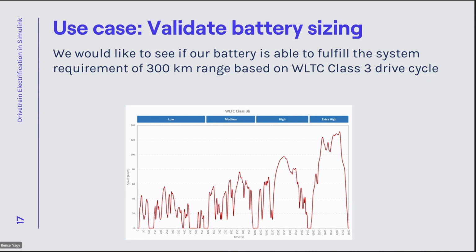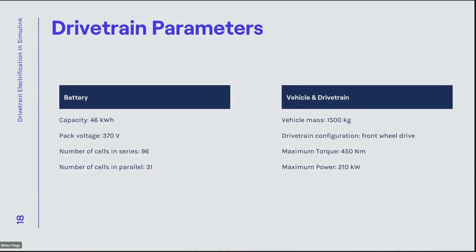The use case is that we would like to see if our battery pack is able to fulfill the system requirements of 300 kilometers range based on the WLTC Class 3 drive cycle. So you can see the WLTC Class 3 drive cycle underneath, and you see that it represents a driving profile based on time. And this time is 1,800 seconds, and we will see how the system is reacting to this drive cycle. But before we jump into the model, let's see the drivetrain parameters.